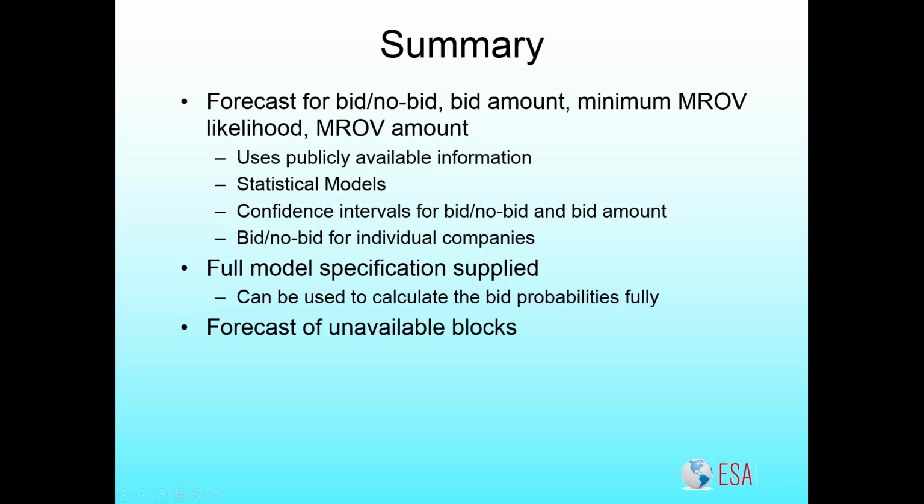So to just summarize here, we make a forecast for bid, no bid. That would be the likelihood that a block receives a bid, the bid amount, the likelihood that a block will have a minimum MROV, and then the MROV amount. This uses publicly available information, so if a company has private information, we don't have access to that, so we don't use that.